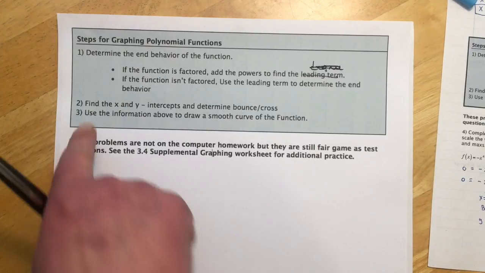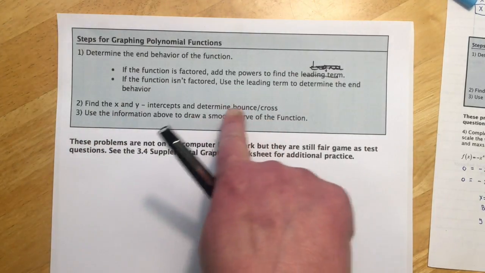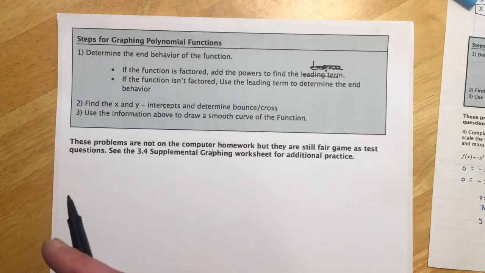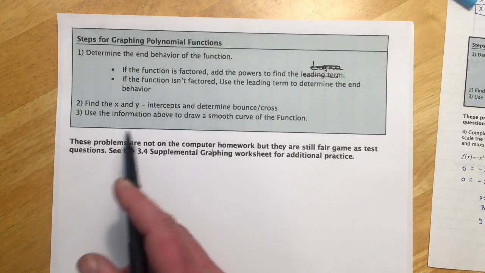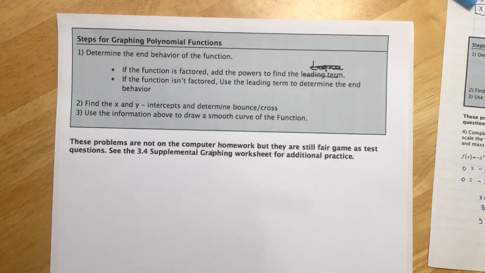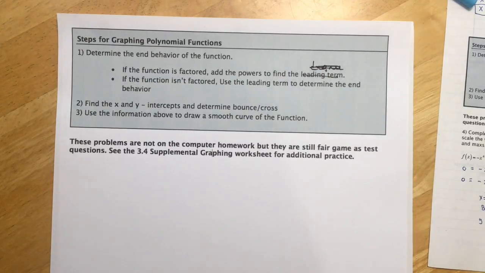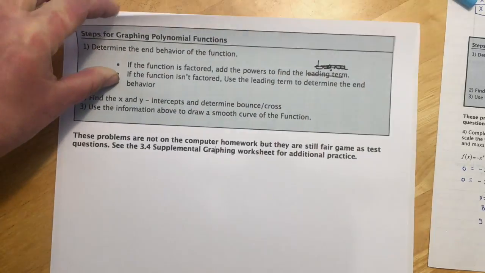And then 2, we'll find the x and y-intercepts, and we're going to determine bounce or cross that we just saw, and that's at multiplicities, even powers bounce, odd powers cross. And then we'll use that information to draw a smooth curve of the function. And then just a note, these problems are not on the computer homework, the version where we have to actually draw them ourselves, because they would be terrible to draw on a computer. This is a section where you should absolutely check out the graphing supplement, because that's going to be how they appear on the test.